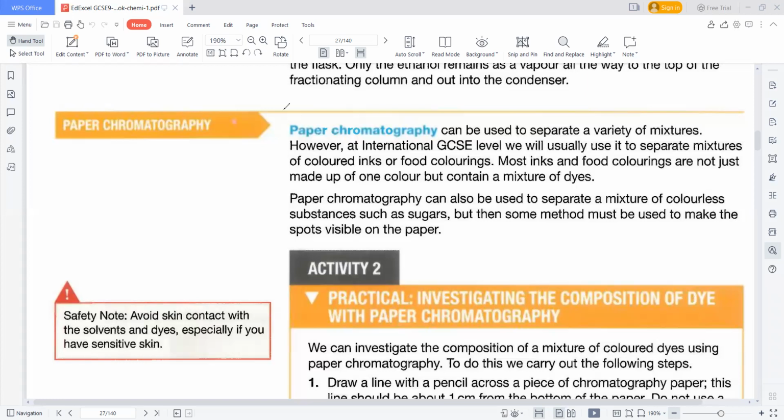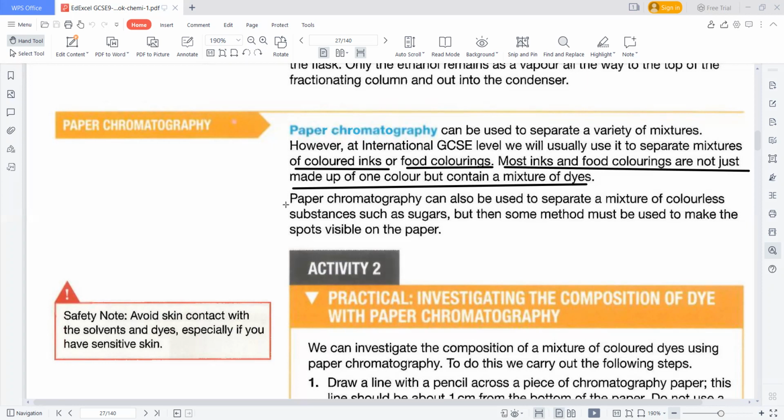Next, let's look at how it is used. According to the syllabus, we will use it to separate mixtures of colored ink. So you can use it to separate the mixtures of colored ink in food coloring. Most of the inks and food colorings are not just made up of one color. They might contain multiple colors mixed together, so you can then separate them accordingly. So these are the sample ideas that are separated by chromatography.